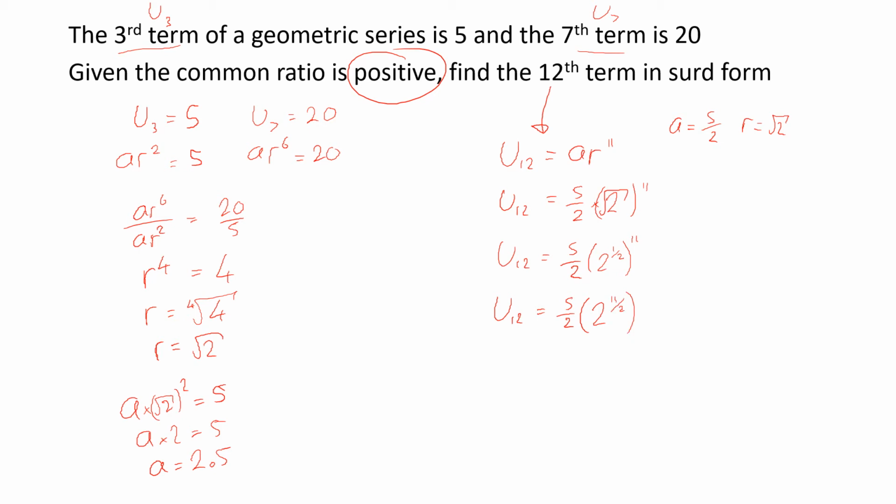Now, does that make your life any easier? It's still not quite in surd form. Well, it does, in the sense that we can split this up and say that this 2 to the power of 11 over 2, that's 2 to the power of 5 times 2 to the power of a half, because 5 plus a half would give me 11 over 2. If we then think about what we've got here, we've got 5 over 2 times 2 to the power of 5 is 2, 4, 8, 16, 32, and then the square root of 2. Do a little bit more tidying up with the actual fraction, so 5 over 2 times 32 is going to be 80. We'll end up with 80 root 2.